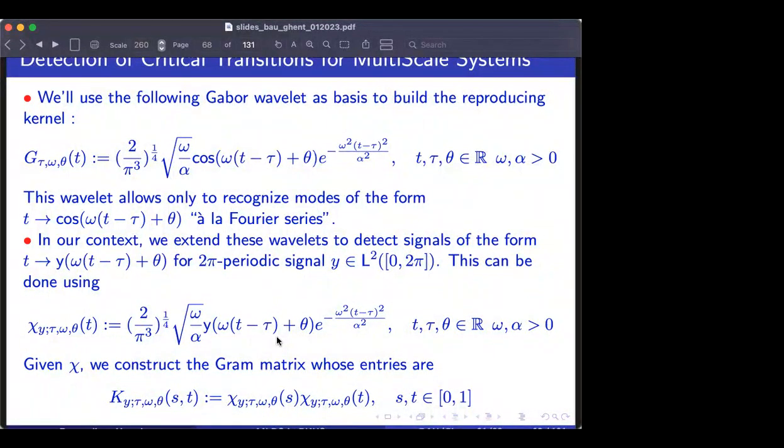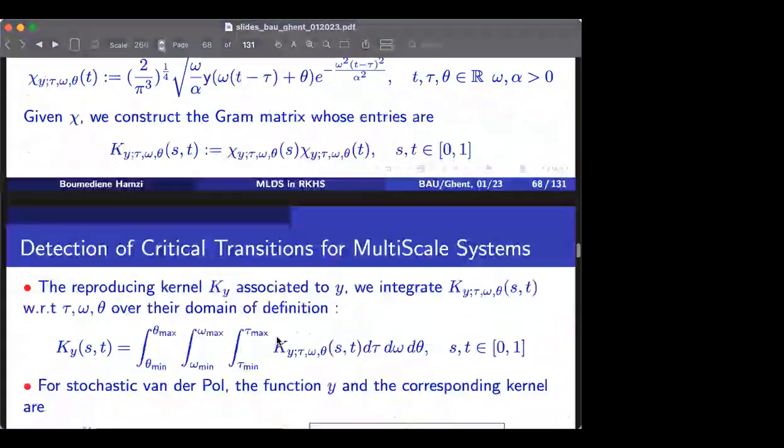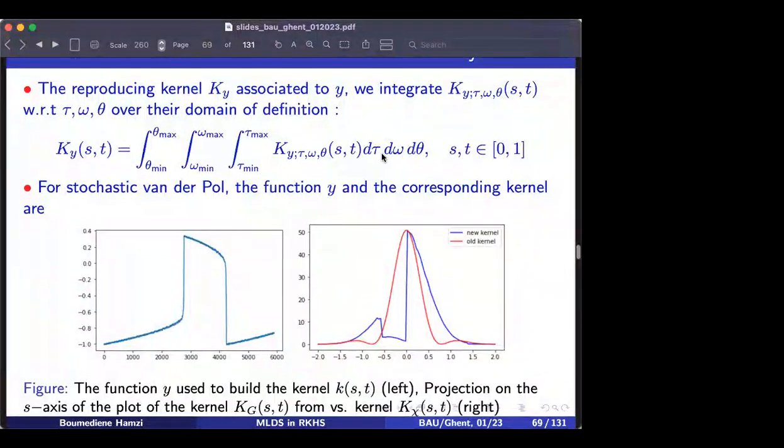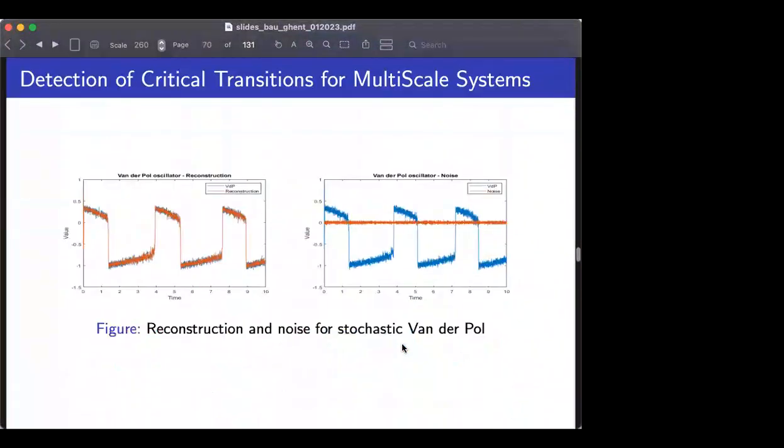So that's the micro-local kernel, and then we integrate with respect to all the variables to get a larger kernel. And then, for example, in the case of stochastic van der Pol, we are interested in detecting this pattern, and by using this trick that I just talked about, we can construct a kernel that is detecting the critical transition, as we see here.